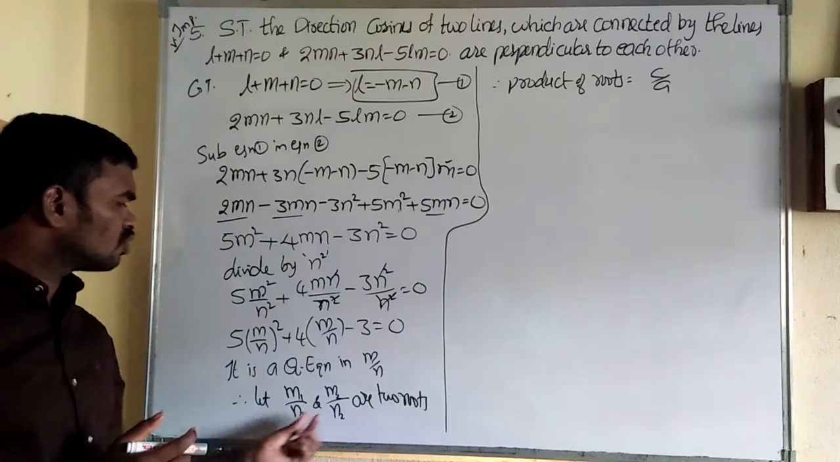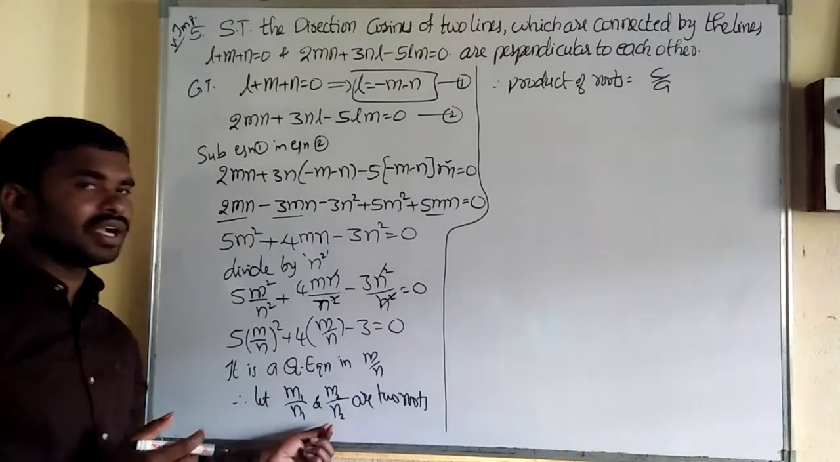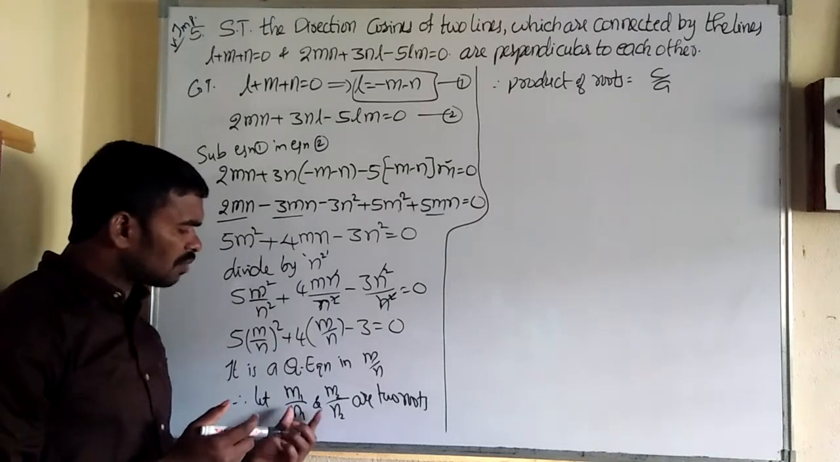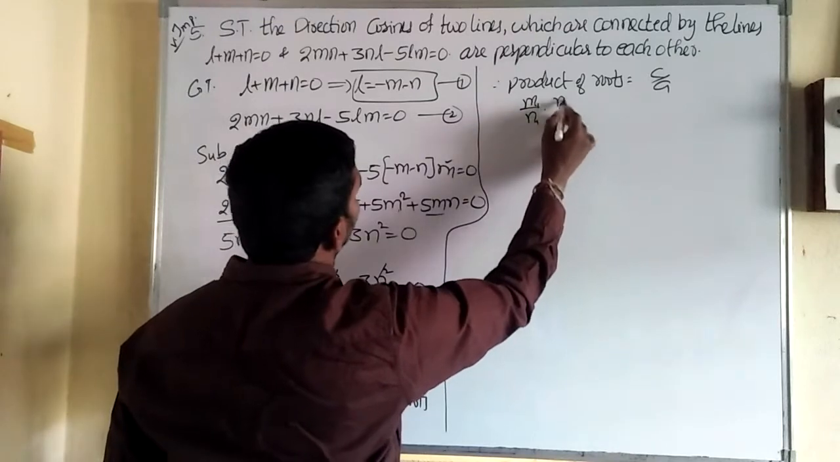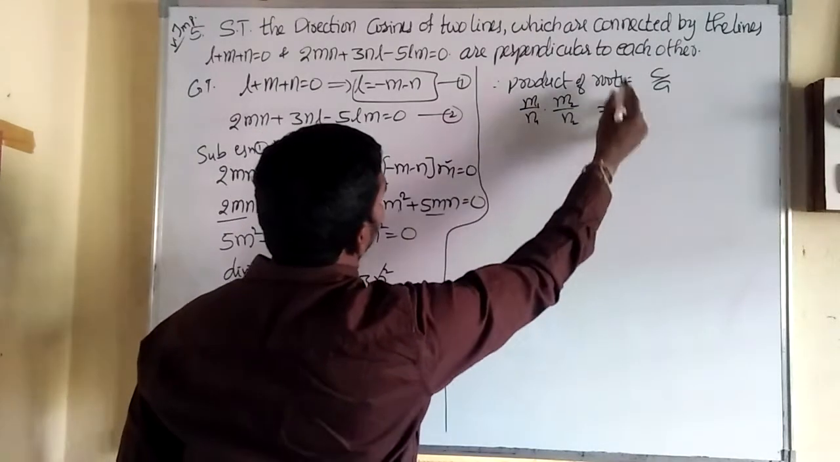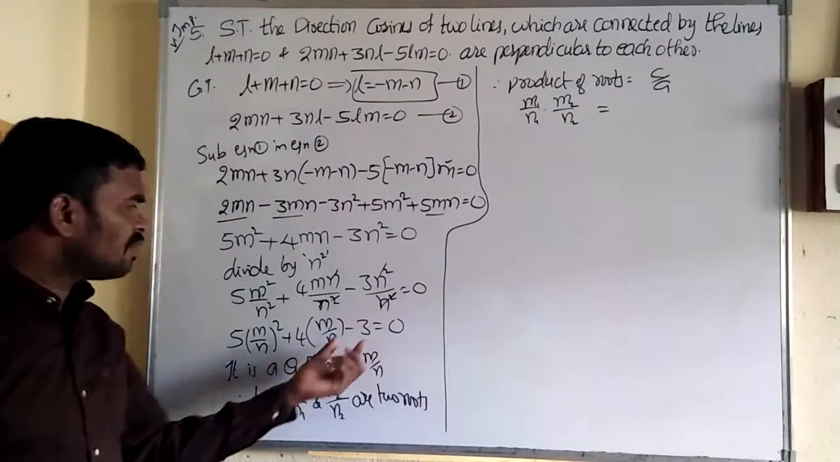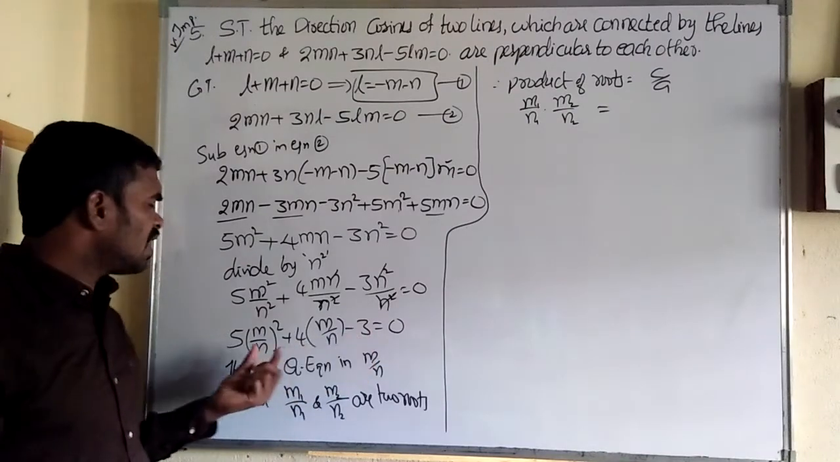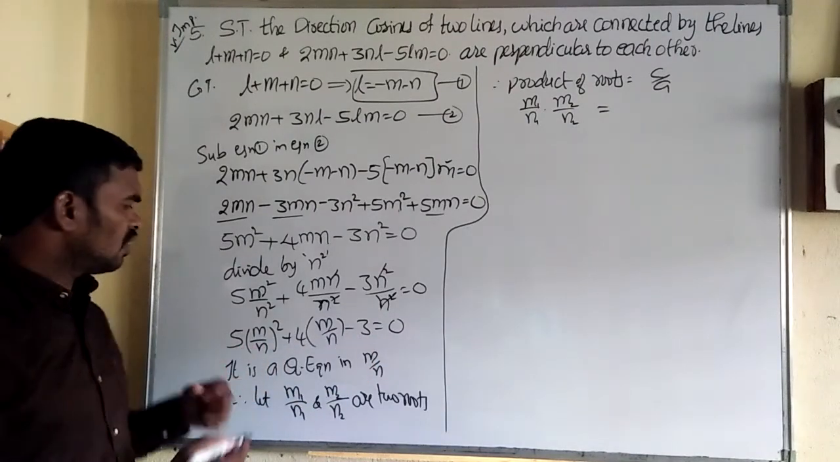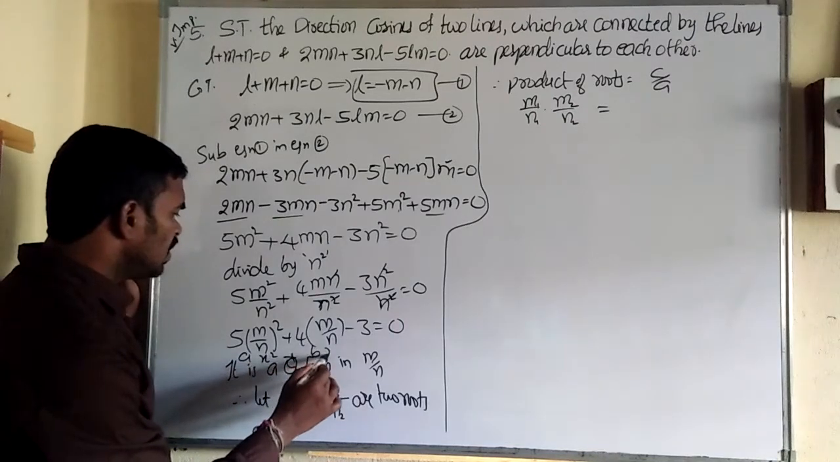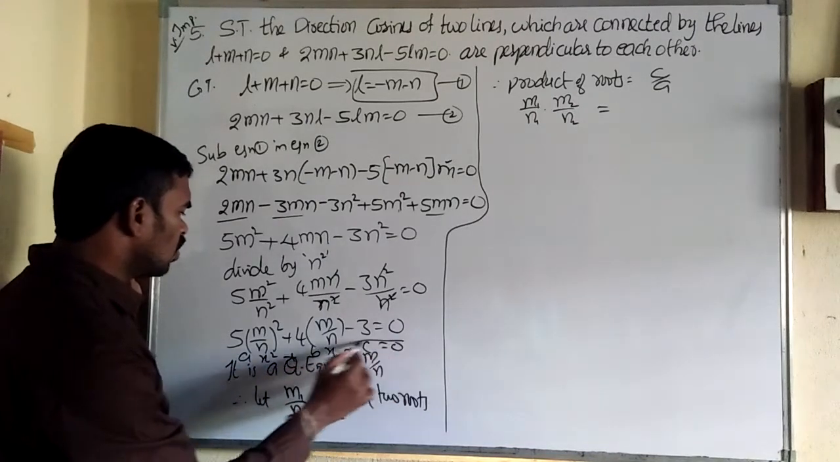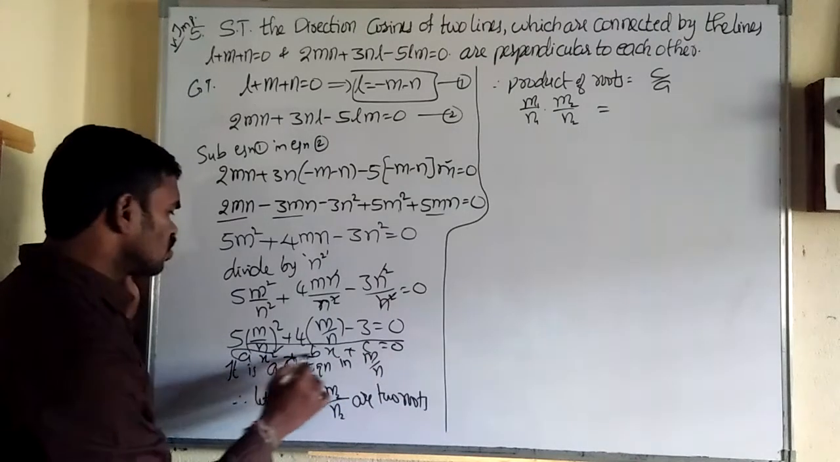So the product of the roots of a quadratic equation is c/a. Here the roots are m1/n1 and m2/n2. The product of these roots gives m1/n1 into m2/n2, equal to c/a, where c means the constant and a means 5. This is the model of ax² + bx + c = 0. Okay, please note it down.